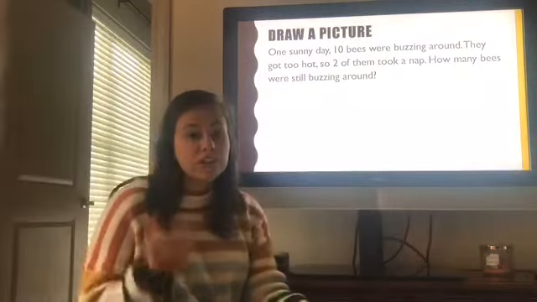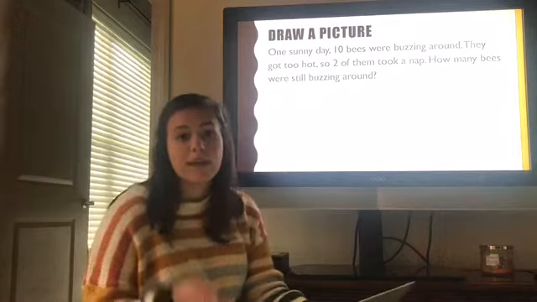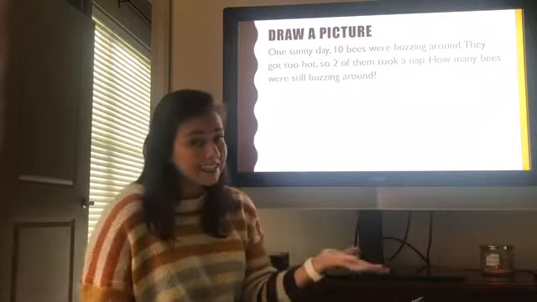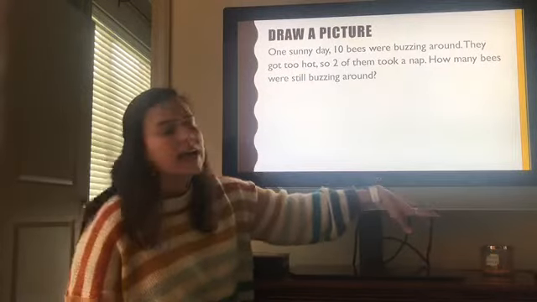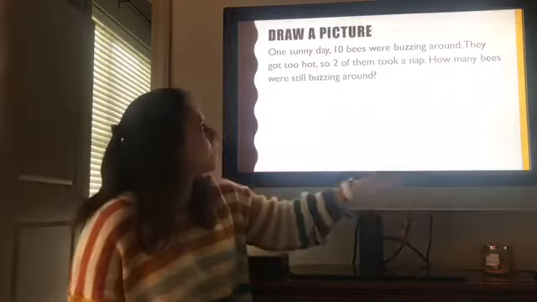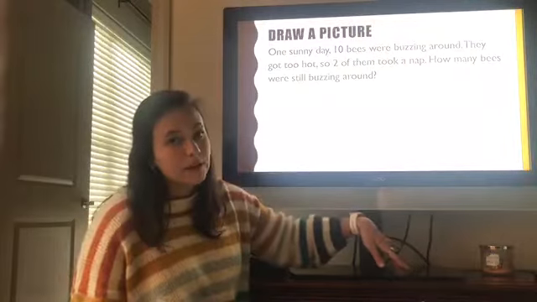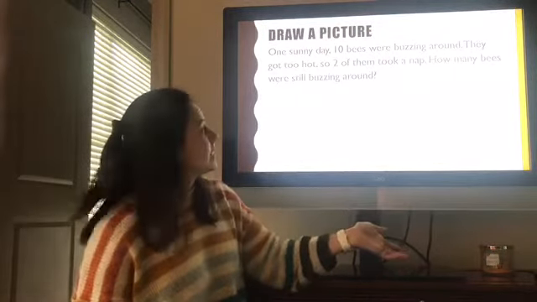So first thing we need to think about is, are we adding or are we subtracting? So remember, we had 10 bees buzzing around at first, and then 2 of them got so hot and they had to take a nap. So they are not buzzing around anymore because they're taking a nap.